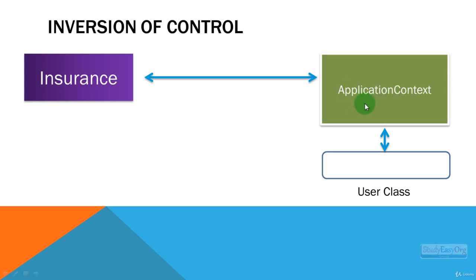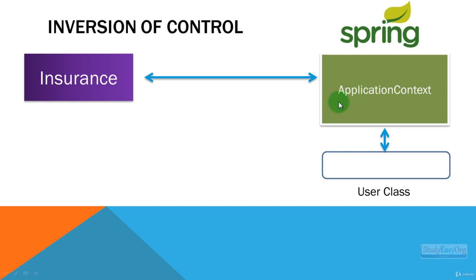Now, what is application context? This application context is nothing but a layer of the Spring framework, and understand this in this way, that we would be asking this application context to create an object for us. Spring's framework will create an object based on the configuration, and it will give us an object.